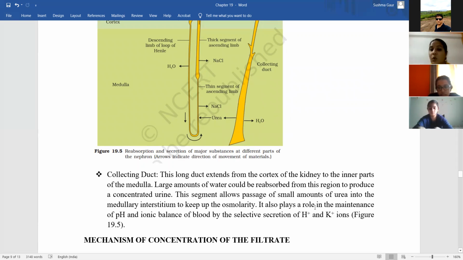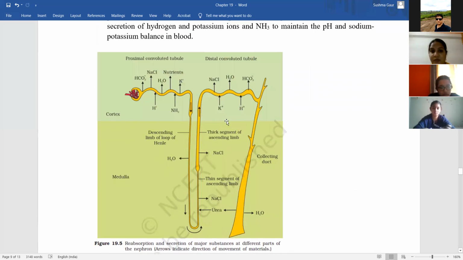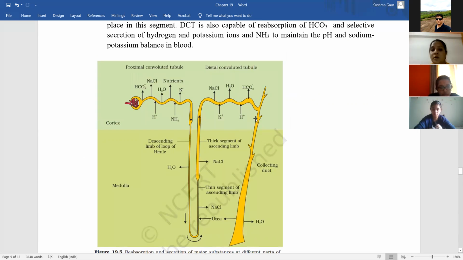It also plays a role in the maintenance of the pH and ionic balance of the blood by selective secretion of potassium and H plus ions. So in the diagram, I think it is not shown.